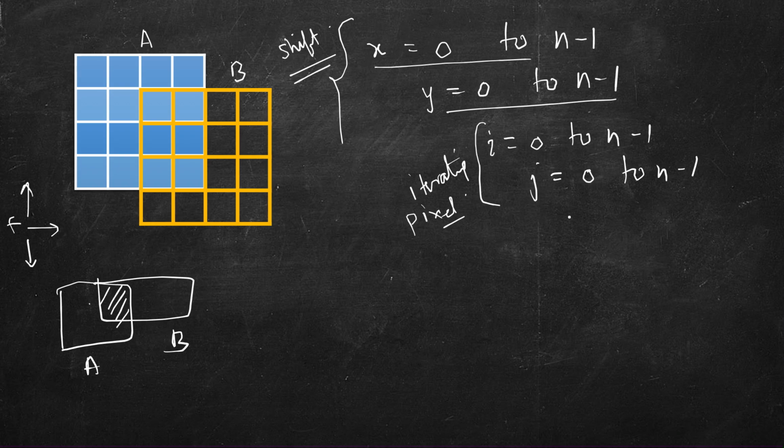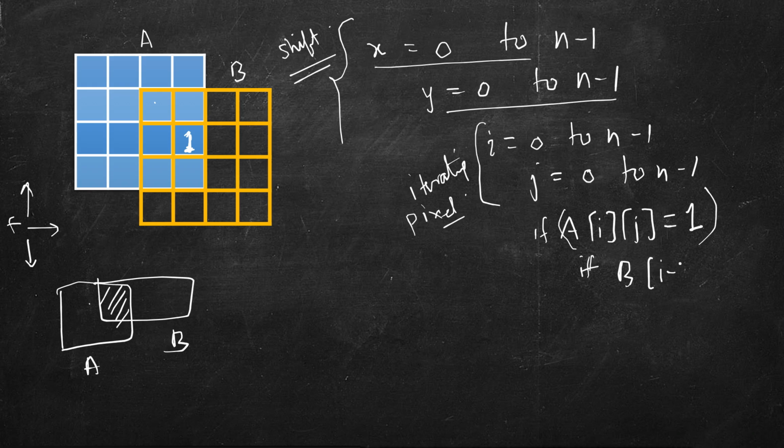And here what we will check, A[i][j], whenever A[i][j] is 1, then only there is a possibility of overlap, otherwise why would there be overlap? So now we find A[i][j] equal to 1. Then what we will need to check, if B[i minus y][j minus x] is also 1, then increment the count.